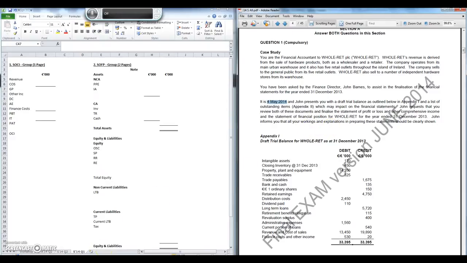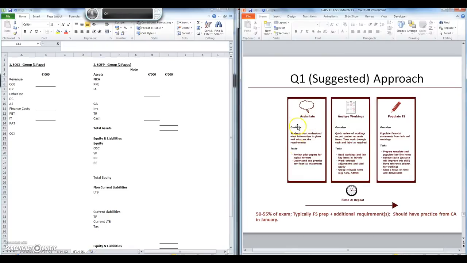That's fairly okay. So that's essentially what we've done for step 1. We understand what's required of us, a SOCI, statement of financial position, and then we also have 2 small disclosure notes as well. Next one is analyse the workings.